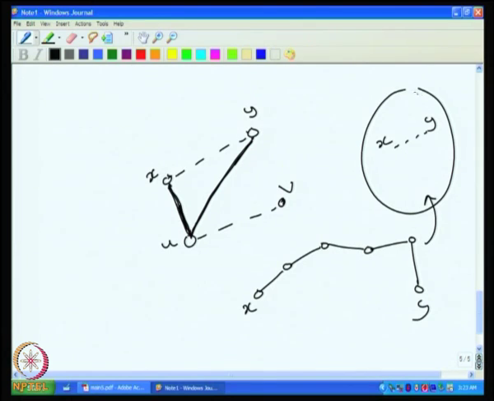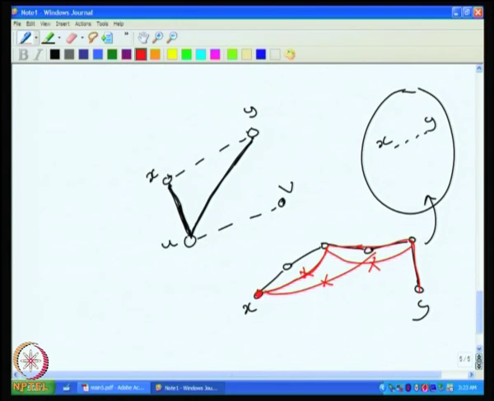There should be a path from x to y because this is a connected component, and if there is a path, there is always a shortest path. The good thing about a shortest path is that there are no edges of this sort, or this sort, or this sort. These kinds of edges will not be there, because then it won't be a shortest path. You can always travel like this, right? So this would be a shorter path. Therefore, those edges are not present.